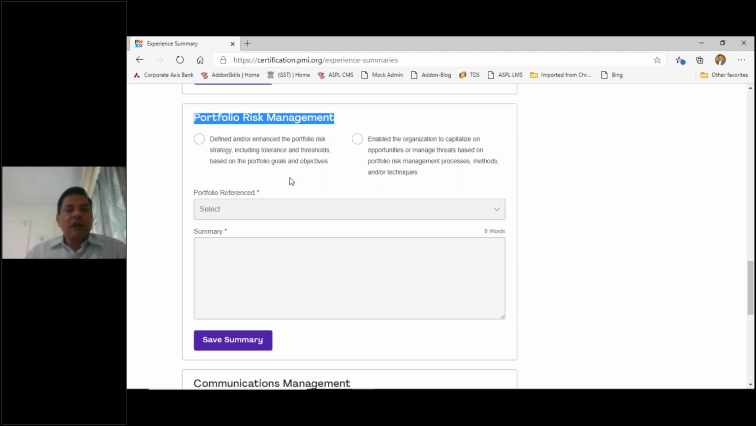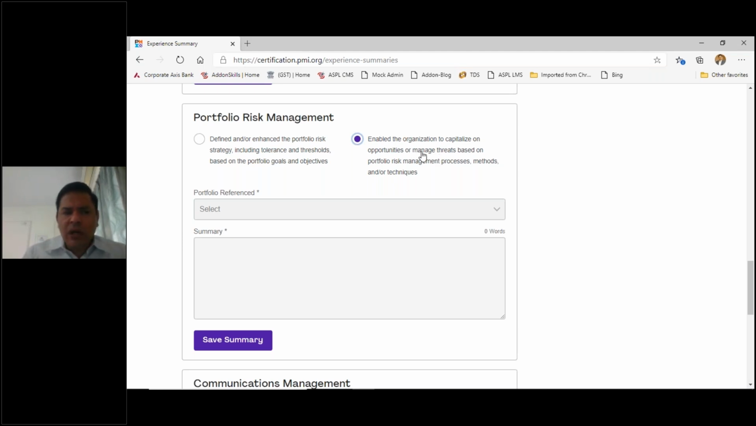If you have a very good risk management framework, you can say risk management was an agenda item in every steering committee meeting, phase gate review meeting, and periodic portfolio review meeting. You also ensure risk management is taken seriously by your component managers. So try to explain a model which helped you manage the portfolio risk. This option, if you are selecting it, enabled the organization to capitalize on opportunity or manage threat.